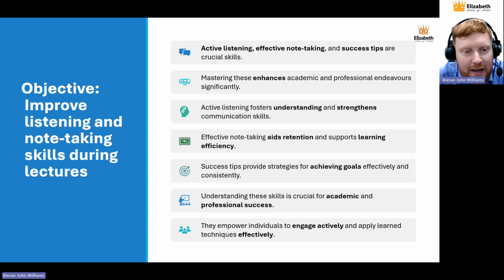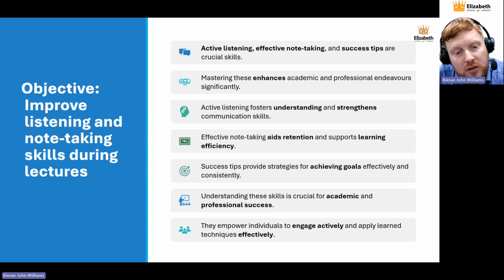All right, then we're going to see how mastering those different skills enhances our academic and professional endeavors. So once we have learned those skills, we're going to see how we can use them through our academic journey. We're going to see how active listening actually helps us to understand, but also more generally strengthens our communication skills. Also, when we do look at effective note taking, we're going to see how it helps us to retain the knowledge that we've learned and also helps us to be more efficient.